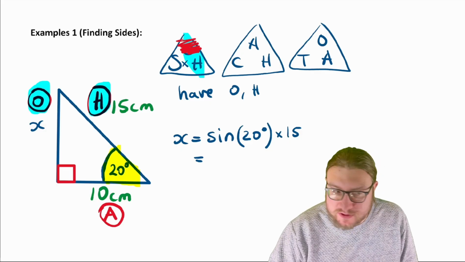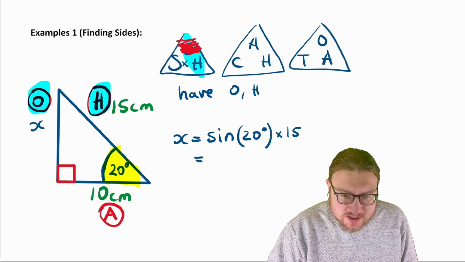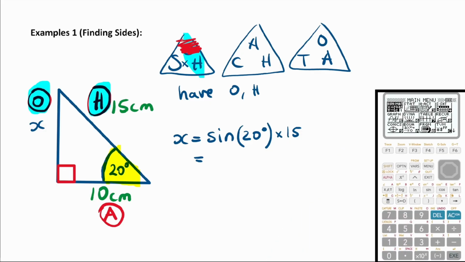If we now want to put this in the calculator, we can just quickly switch over here. There we go. We're going to go to our normal menu, and all we're going to do is press the sine button here in the corner, 20, and then we multiply by 15. If you want to, you can happily put this into brackets. There we go.